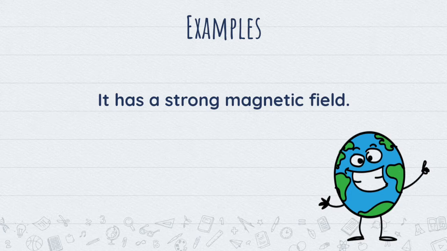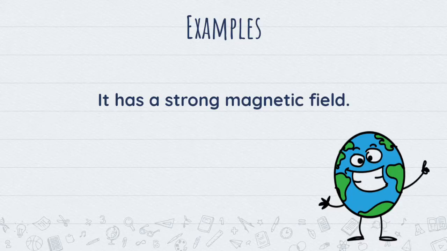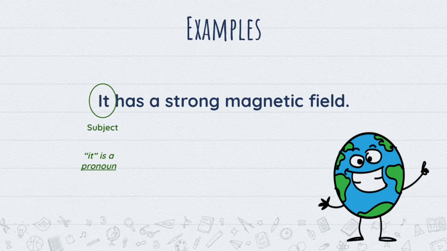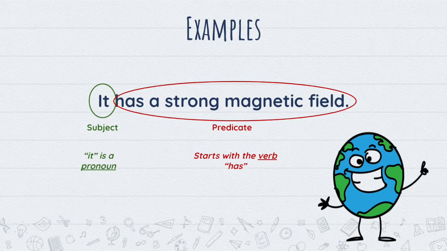It has a strong magnetic field. I hope you remember that from the forces unit we had in third grade. So what is the subject of the sentence? What is the sentence about? This sentence is about the Earth. We know the Earth has a strong magnetic field, the planet Earth. But instead of writing the planet Earth right here, we have a pronoun. What is the pronoun we have? It. It is a pronoun. It's taking the place of the words the planet Earth. So it is our subject. What is the predicate of this sentence? Has a strong magnetic field. We know that that's the predicate because that's the information I'm learning about the subject. And also it starts with the word has, which comes from the verb to have.